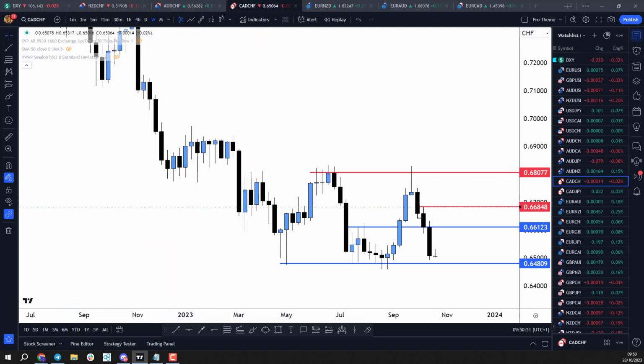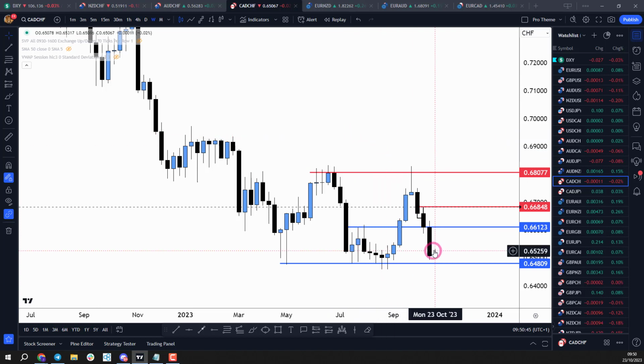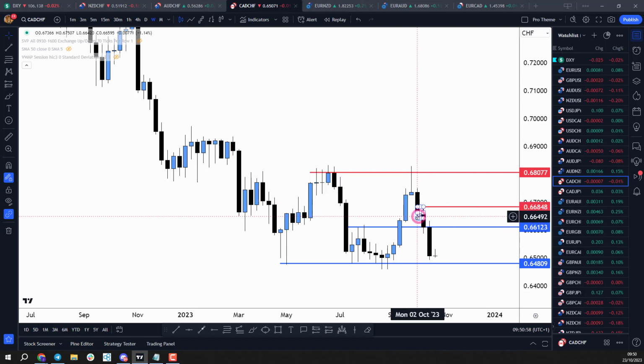Heading on to CAD Swiss then. So if I just bring back the tables, CAD came on the tables as one of the weaker currencies. So really interested to see if that weakness can develop this week. So CAD Swiss, we can see we had a rebound up here. Price then traded to the downside. I was looking for pullbacks to 66.80 previously, but that looks like that's not going to come to fruition. So might as well delete that here.